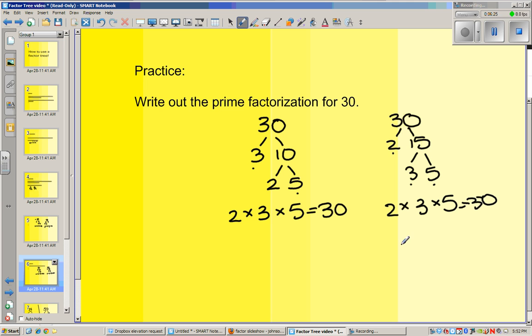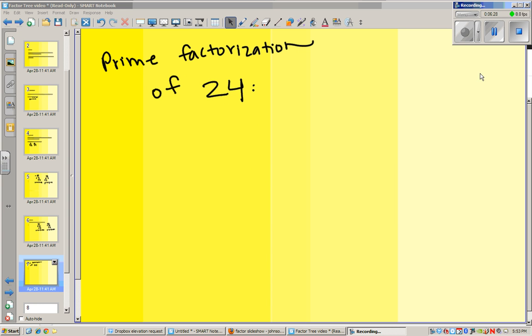So let's try a practice problem before you stop the video. So here I'm going to have you figure out what the prime factorization for 24 would be. So go ahead and pause the video, grab some scratch paper, and see if you can figure out the prime factorization of 24. We'll come back and check it together. So go ahead and pause the video.